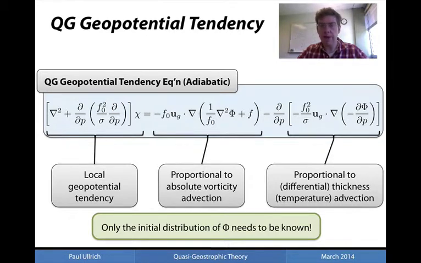So one thing that's very exciting about this is that only the initial distribution of the geopotential needs to be known in order to perform a forecast using this equation. That is, the only independent variable that shows up in this equation is the geopotential phi.